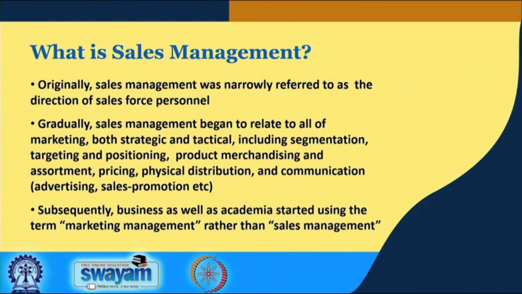At this particular time, sales management began to relate to other functions of management, both strategic and tactical, including segmentation, targeting and positioning, which is STP, product merchandising and assortment, pricing, physical distribution and marketing communication, including advertising and sales promotion. Subsequently, it was realized that sales management as a function was getting broader and broader, and the academia as well as the businesses started using the word marketing management rather than sales management. So sales management, which was initially the term, got replaced by a broader term, marketing management, where the difference lay in identifying the needs and wants of the customer and delivering the desired satisfaction in a more effective and more efficient manner than what the competitors were doing.